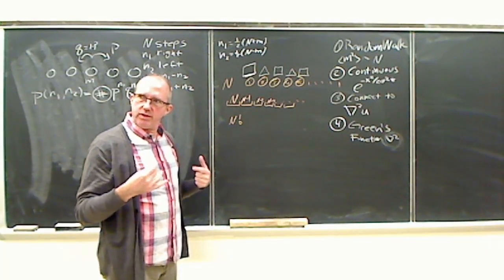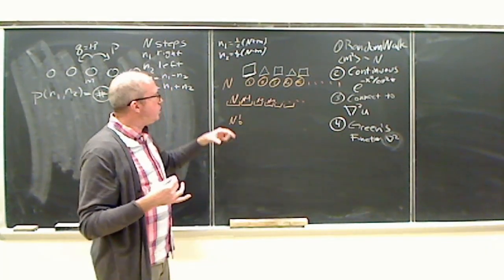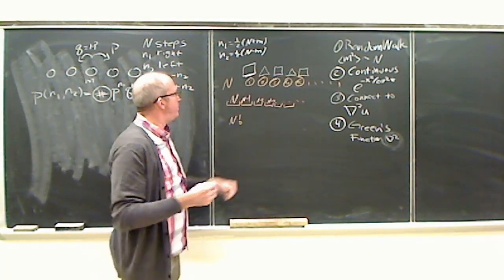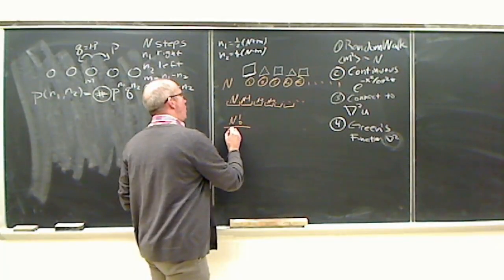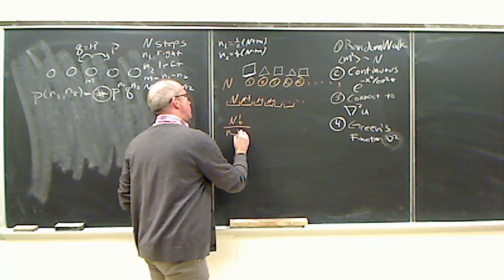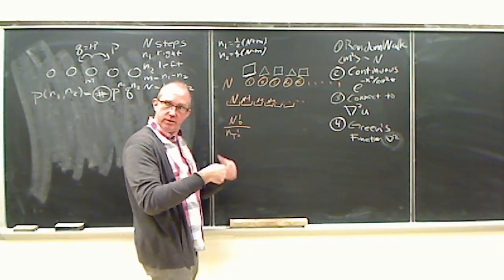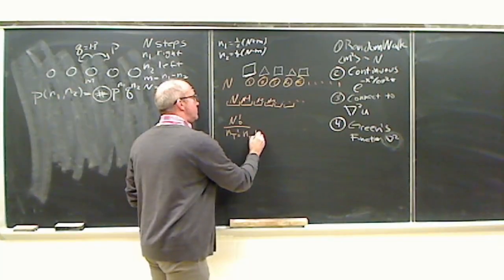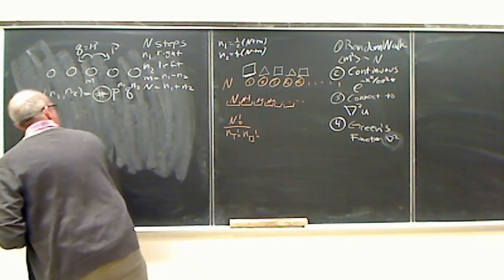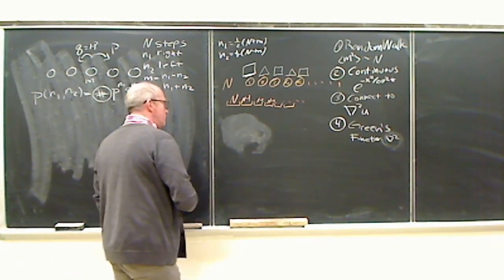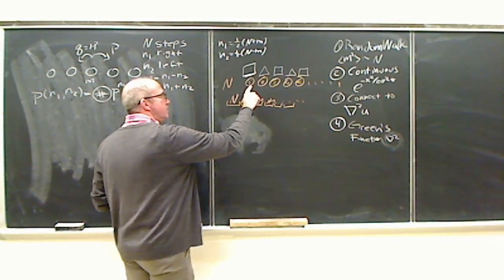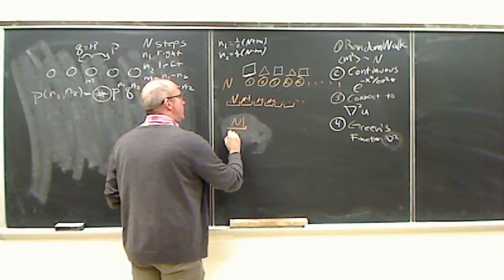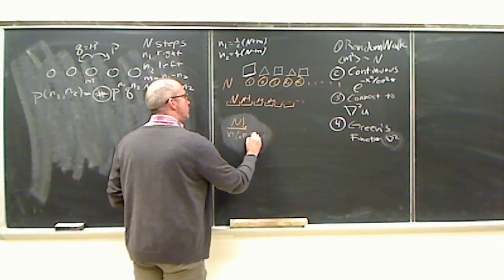So the actual total number of ways that I have to arrange n things that are taken from 2 different populations is n factorial over the number of triangles factorial, because I can switch up the order of the triangles, times the number of squares factorial. So the actual number of ways to pick out 2 different sets of beads is n factorial over n1 factorial, n2 factorial.